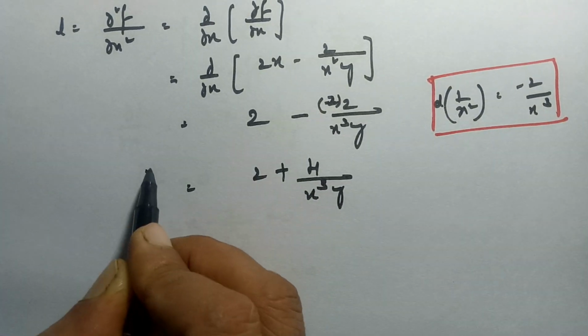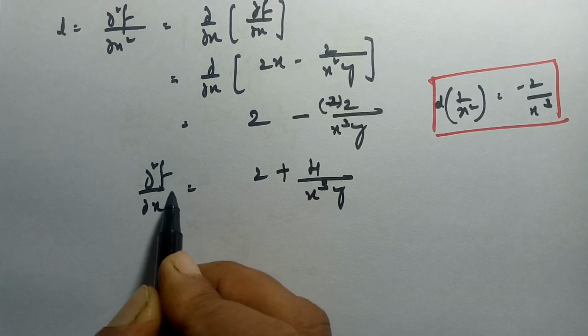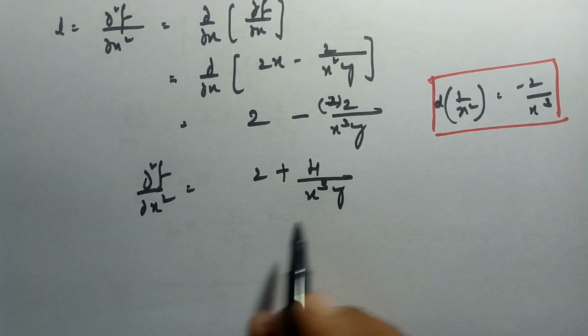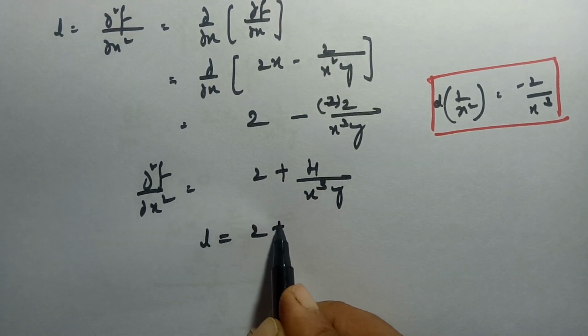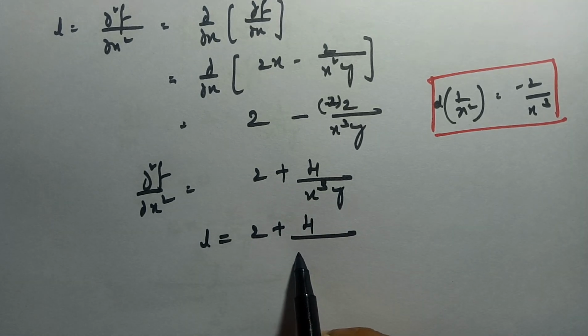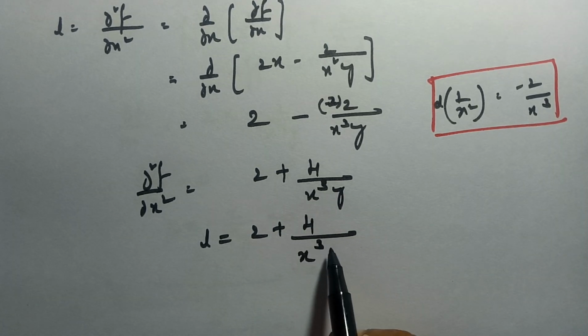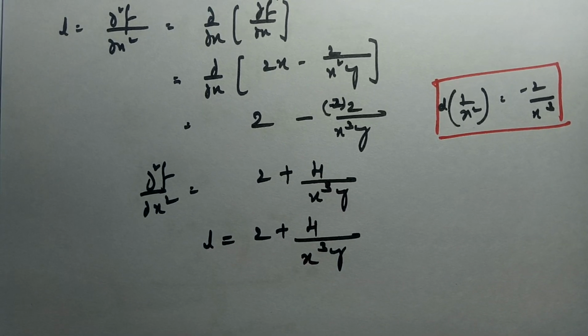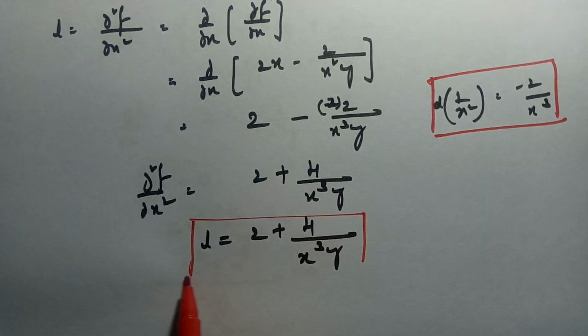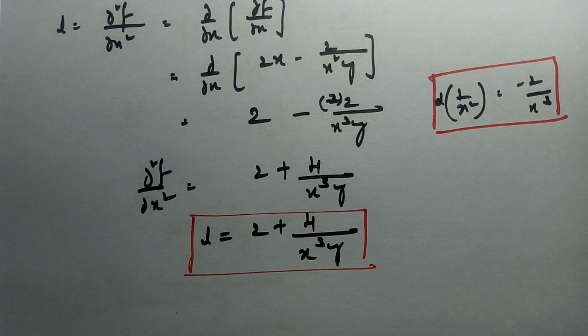So my L value, dou square f by dou x square, is ready. Which is nothing but L is equal to 2 plus 4 by x cube y. So L value is ready here, and after getting my L value, I have to calculate M value.